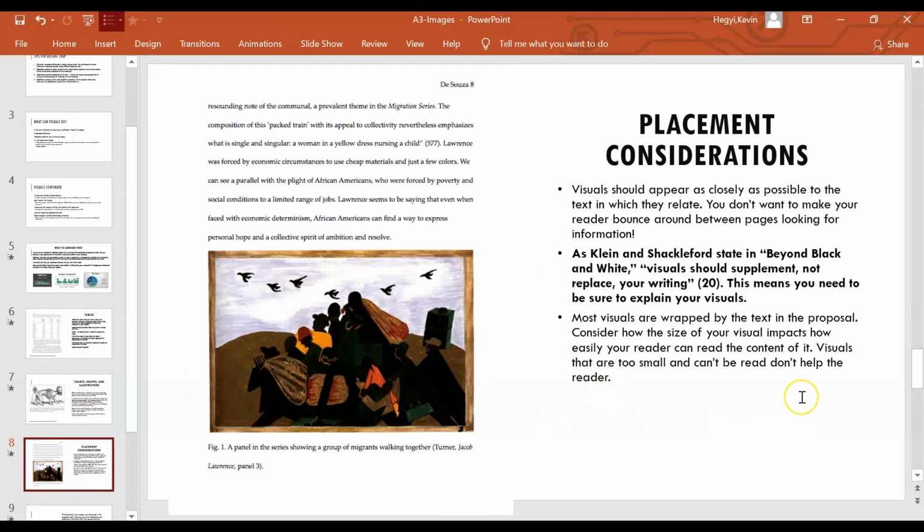Talking about placement considerations, like I said, proximity is huge. You want to have them close to whatever it is they're referring to. And remember, we always have to explain our visuals as well. Text wrapping, if you have questions on that, play around with that a little bit. That's a way to get the images to fit within your text. I've uploaded a worksheet as well that shows how you can format figures in MLA. That's going to be under the modules section, and I highly recommend taking a peek at that as well.